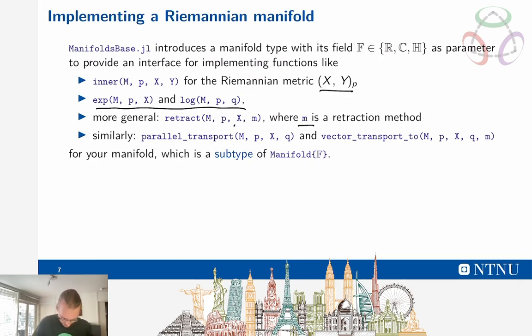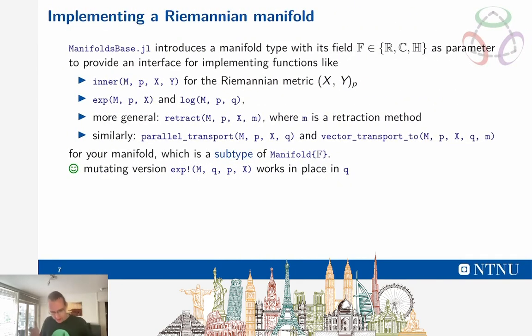Oh, there's a 2 missing here. Parallel transport 2 and vector transport 2, which does this parallel transport of the vector x from the tangent space at P to Q. And here the M mentioned everywhere is a subtype of the manifold, which is parametrized with this boldface F, which represents the field the manifold is over. So whether it's real valued vectors or matrices, or complex or Hermitian ones. Exactly, quaternion ones.